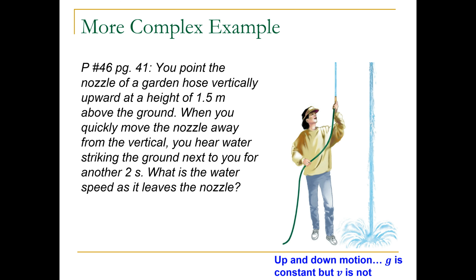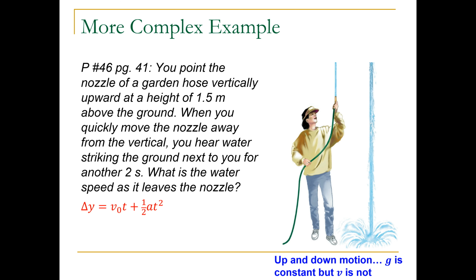So we're trying to find the speed of the water as it leaves the hose nozzle. And the main things we are given here are the initial height of the water is 1.5 meters. Keep in mind, again, if we're looking at the displacement of the water, it's a negative 1.5 meters because it ends up lower than where it started. And we know the time it takes to go from where it leaves the hose to where it hits the ground is 2 seconds. So I'm using this equation.